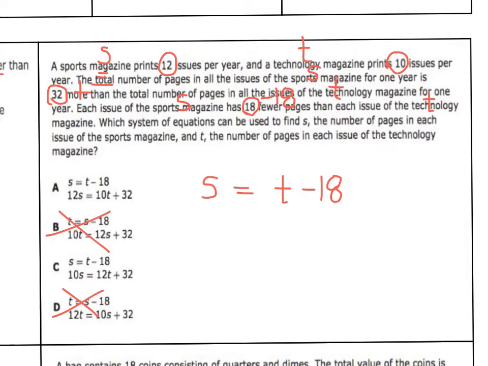Next, it says that the sports magazine prints 12. So that means 12 times the sports per year. And technology is 10 per year, so that's 10 times. Remember, per means multiply, so 12S and 10T. So that one matches A. Notice in letter C, it has the S with 10 and the 12 with T, so that is not the correct answer. Our answer must be A.